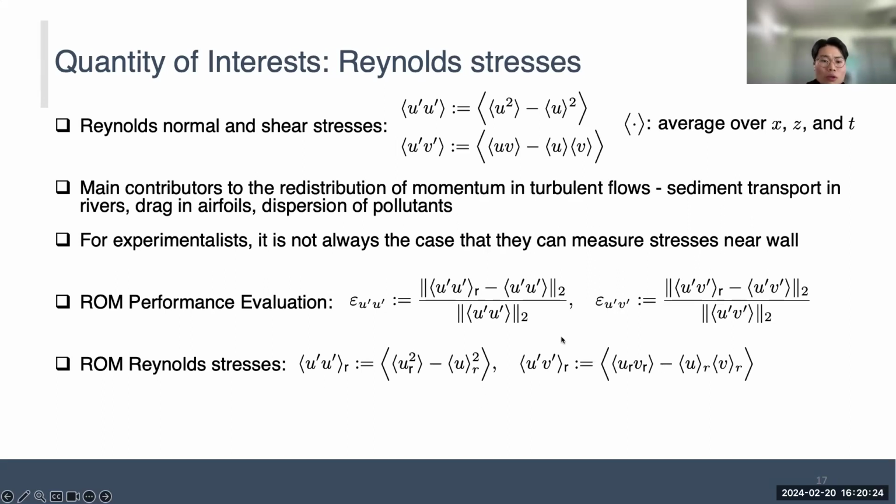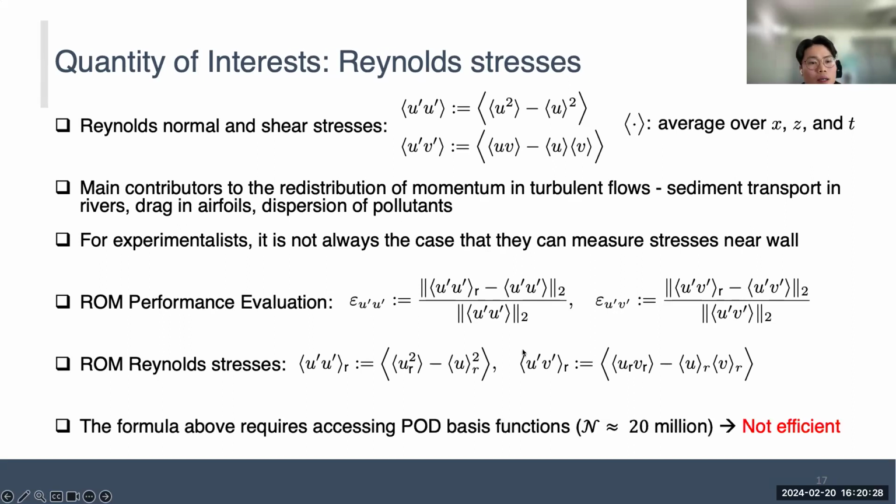And if you look closely at this formula, it requires assembling the POD basis functions, which is not efficient. It requires you to reconstruct the velocity field, do this square, and then take the average. And for u'v', it requires you to do this for the streamwise and spanwise velocity.